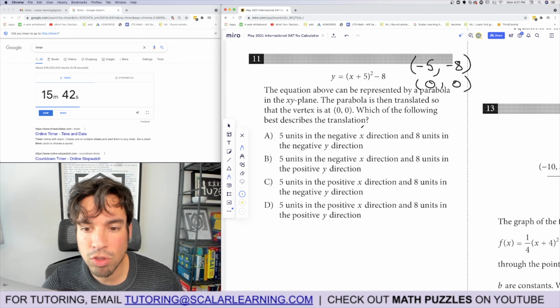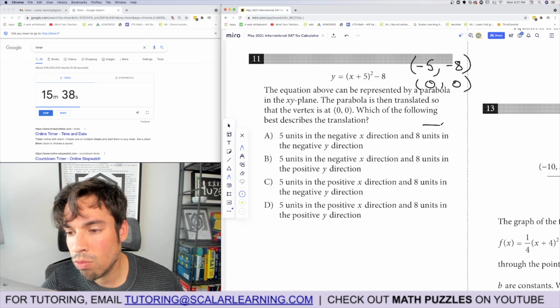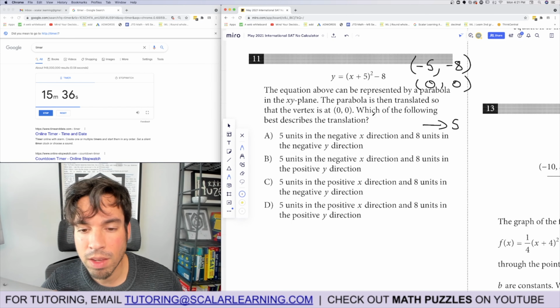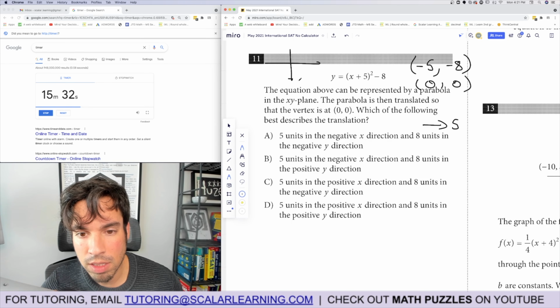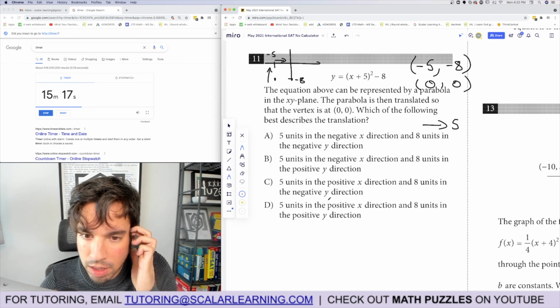Which of the following best describes the translation? So check it out. It's got to go to the right by 5. If I could kind of draw this out so you have an idea of what I'm talking about. Let's say this is -8 and this is -5, right? If here's the vertex, you have to go up by 8 and across by 5.